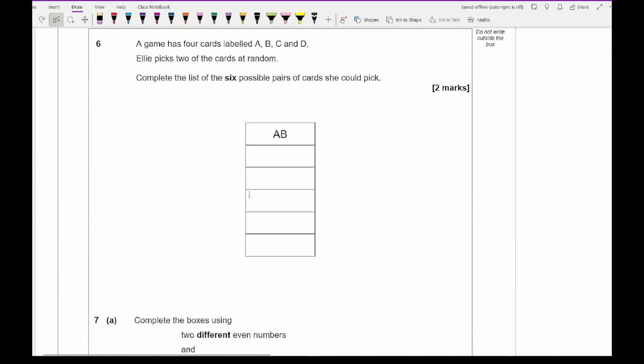Moving on to question 6, it says that a game has 4 cards labelled A, B, C, D. Ellie picks 2 cards at random. Complete the list of 6 possible pairs of cards she could pick. So again, the possible combinations you could have, and you can write this in any order, but it's nice and easier to have a structured order. So we could have AC, AD, BC, BD, and finally CD.